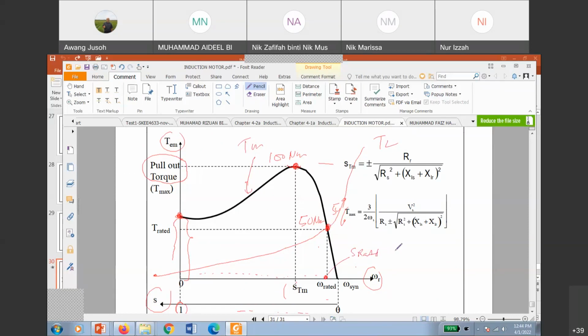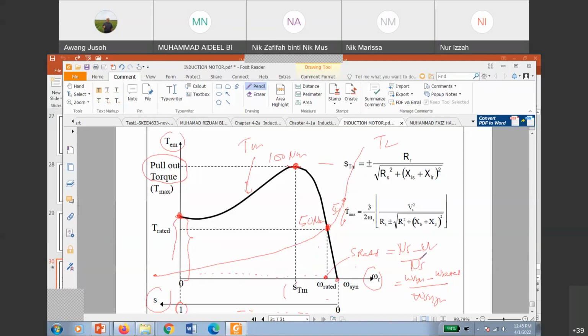So what is the formula? Slip equals NS minus NR divided by NS. We know that here they use omega S, omega synchronized, minus the speed, which is the rated speed, divided by omega synchronized. Omega synchronized minus omega rated, divided by omega synchronized, gives you the slip at rated.